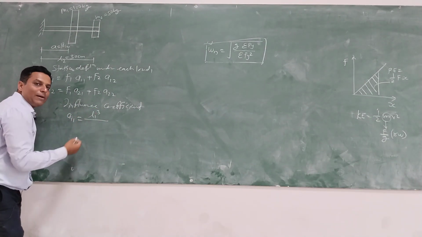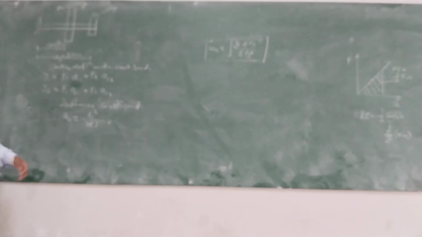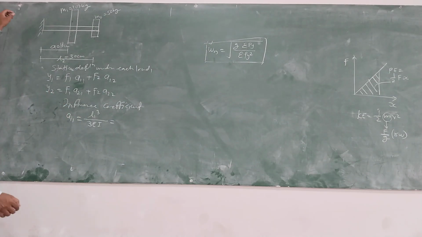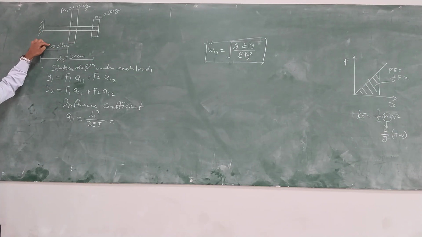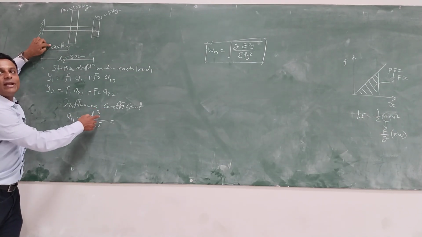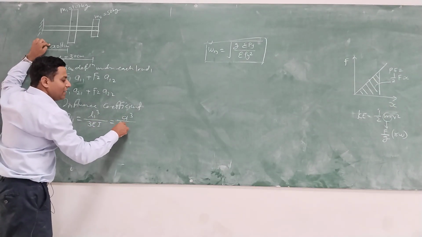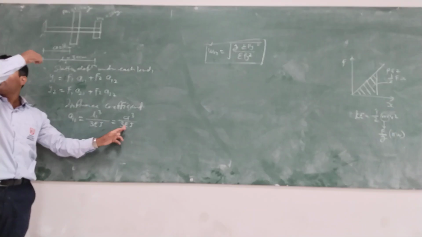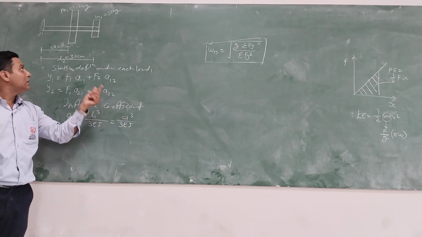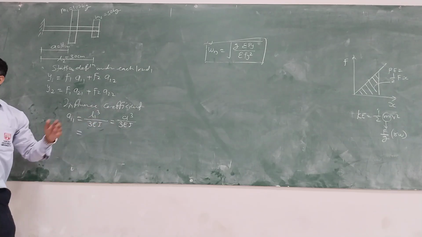L1 cube divided by 3EI. Okay, now what is this L1? L1 means distance from fixed end to mass 1. This will be your L1. Here the notation given is A. So you can write A cube divided by 3EI. This is in general form, and in the problem statement the value of L1 is given as A. So put the value.